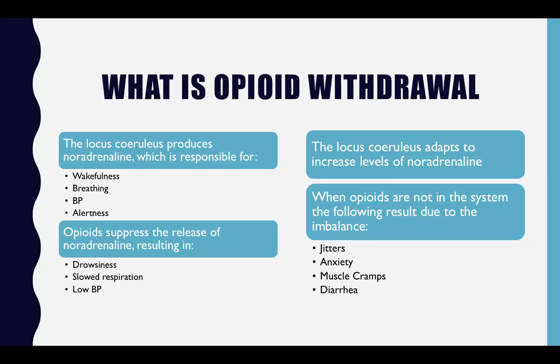However, the locus coeruleus adapts over time to opioids and releases more noradrenaline to compensate, so the individual feels less of the effects of the drugs while maintaining wakefulness, increased respiration, and a normal blood pressure. Also, when opioids are not in the system, the body continues to release these increased amounts of noradrenaline, which causes the side effects of withdrawal, which include jitters, anxiety, muscle cramps, and diarrhea.